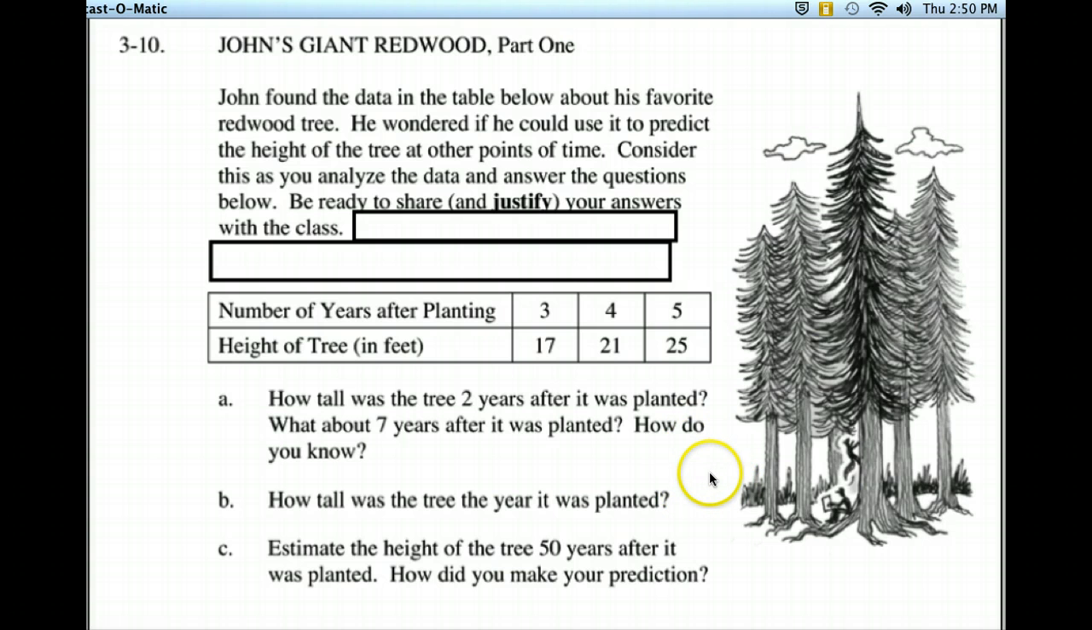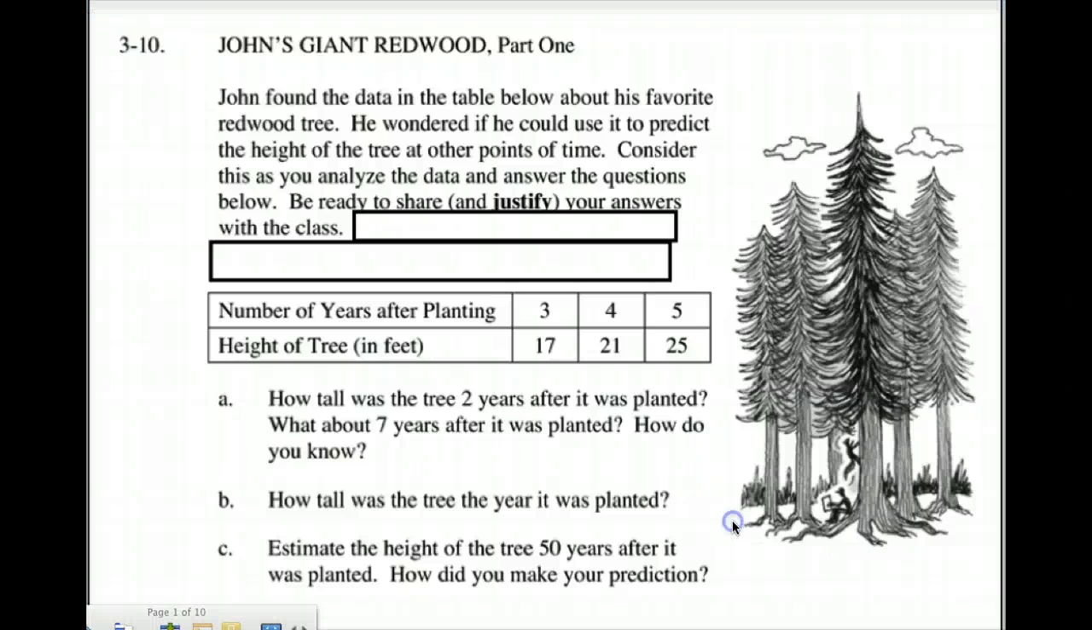Okay, after you get done with that, they ask, how tall was the tree the year it was planted? When trees are planted, they're going to be a little bit off the ground. You have to figure out how tall that tree was as it was planted, because trees are not planted underground. Then it says, estimate the height of the tree 50 years after it was planted. How did you make your prediction? Maybe there's a way that you can explain that rather than continue the table all the way up to 50 years.